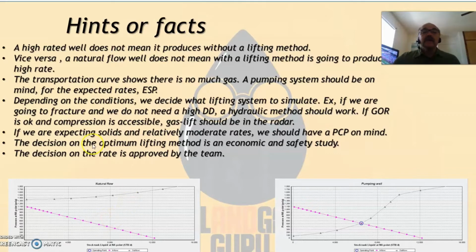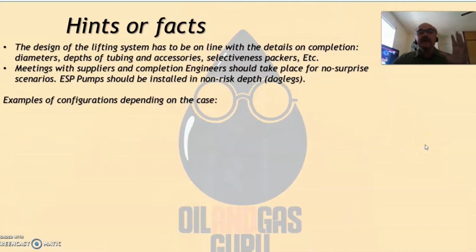So when we see the type of well we are in front of, if we have GOR, we think of gas lift. If we have high rates, we can think of ESP. If we have viscous fluid and sand, we can think about PCP. So we have the idea ready, but we're going to decide. We need to meet with suppliers when we decide which system we're going to install, and know that suppliers have good experience in the systems.